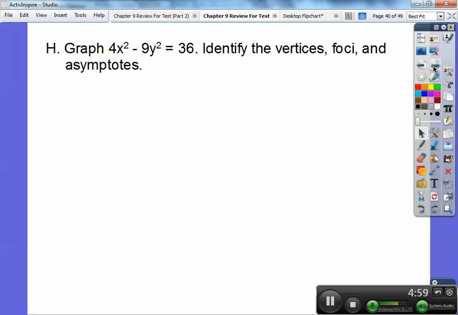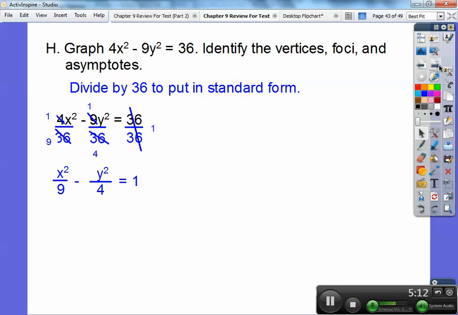All right, so graph this guy. Okay, this one's a hyperbola. I know it's going to be a hyperbola because there's a minus sign on this. Okay, and hyperbolas we want them to equal 1, not 36. So we're going to go ahead and divide everything by 36. Okay, so that way it equals 1. Okay, now on hyperbolas, we don't care about the bigger number. We care about which one comes first.